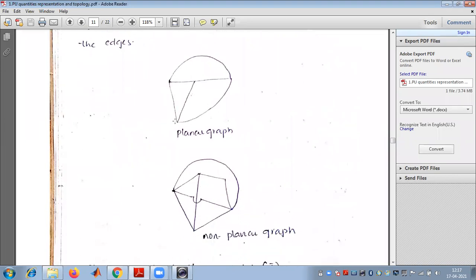Now see the clear differences between a planar graph and a non-planar graph. Do you have any crossovers here like this? A crossover is just nothing but a jump. Do you find any crossovers here? No, you won't have any crossover. So if any crossover is there, that comes under a non-planar graph. If no crossover is there, that is called a planar graph. Please try to understand the clear difference between planar and non-planar graphs.